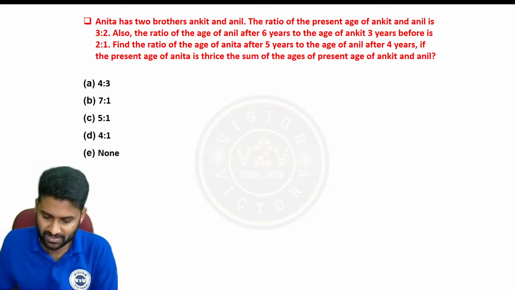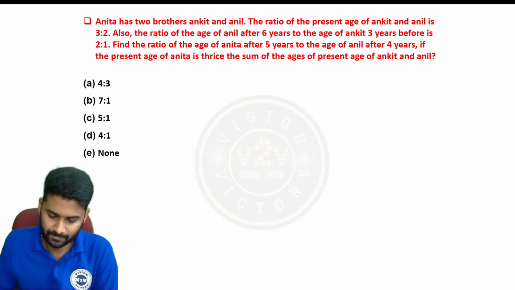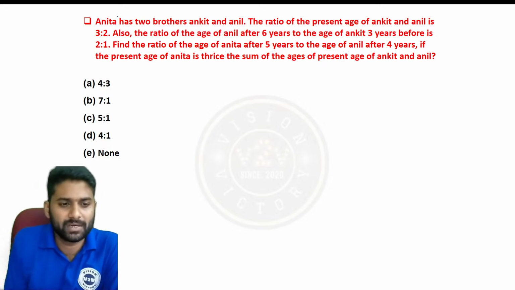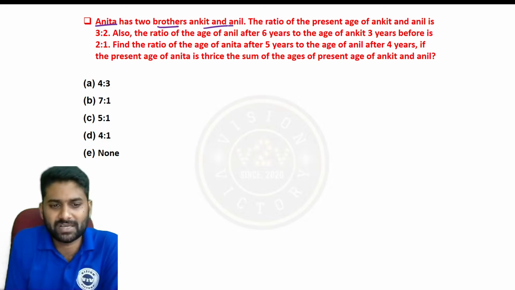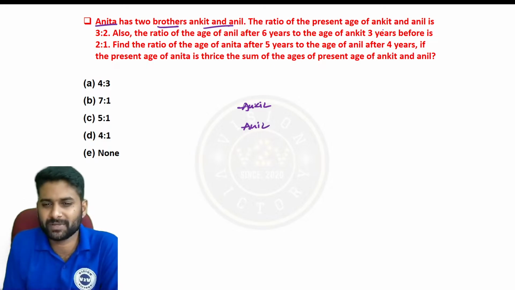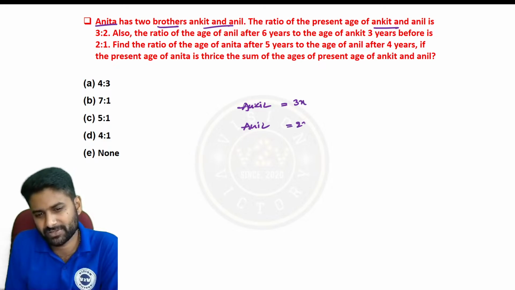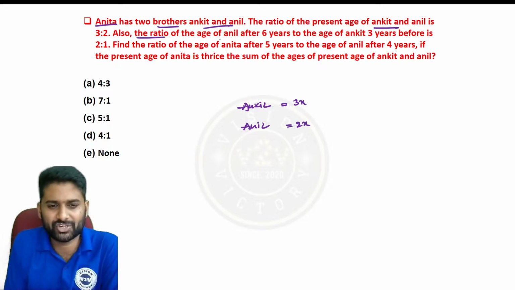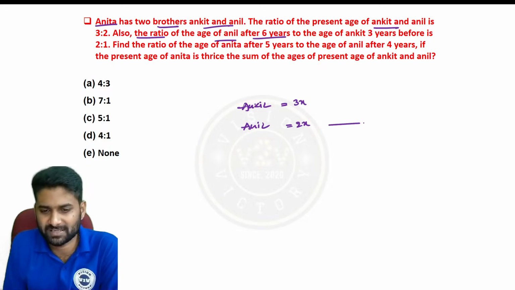Questions related to ages. Anita has two brothers, Ankit and Anil. The ratio of the present age of Ankit and Anil is 3 is to 2. Ankit is 3x, Anil is 2x. The ratio of age of Anil after 6 years.